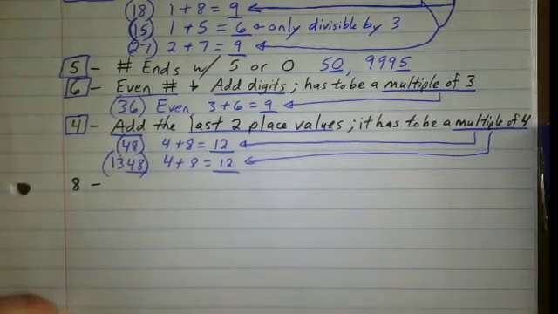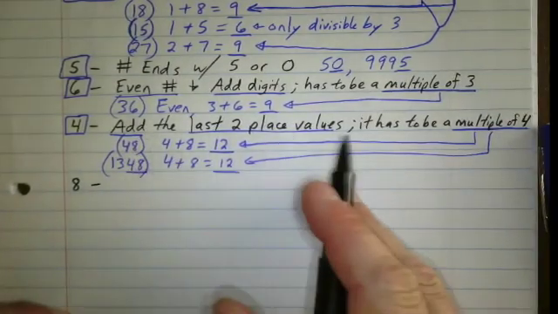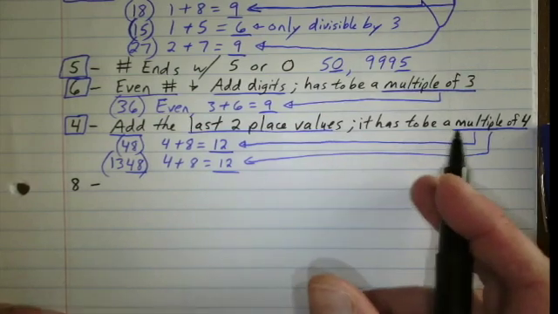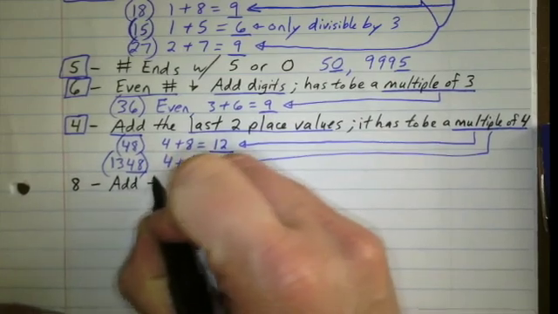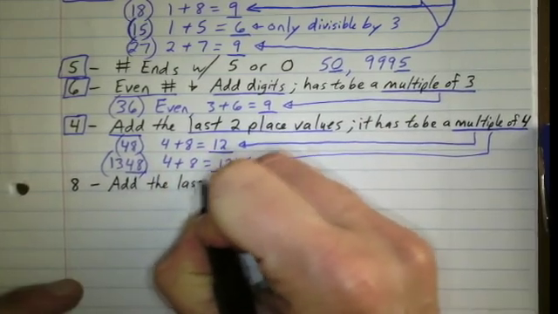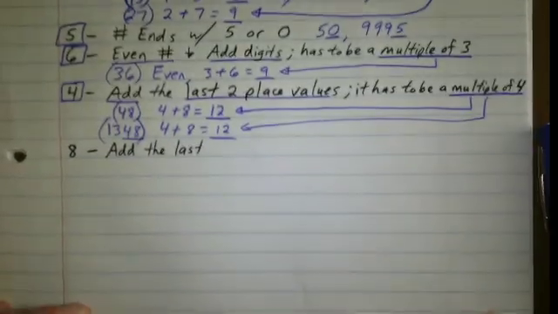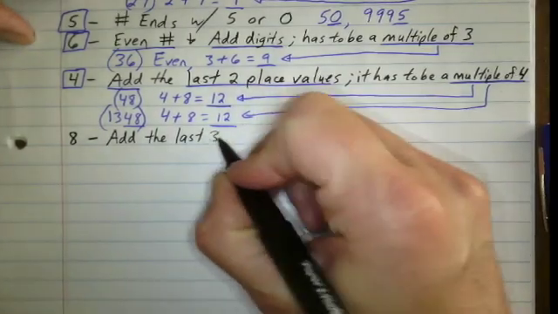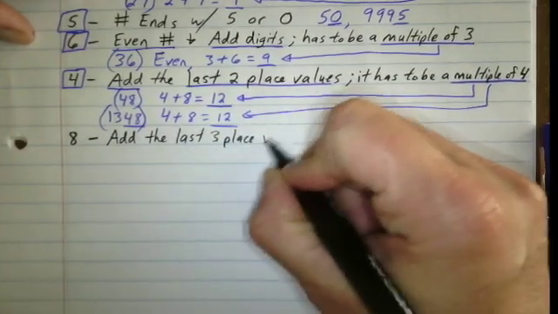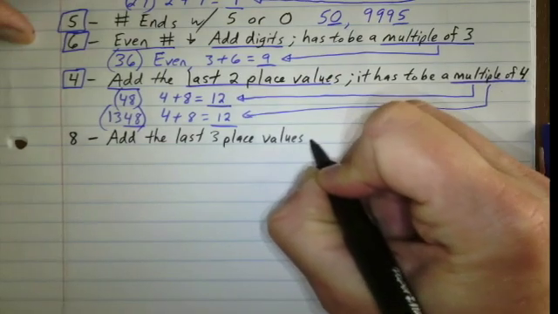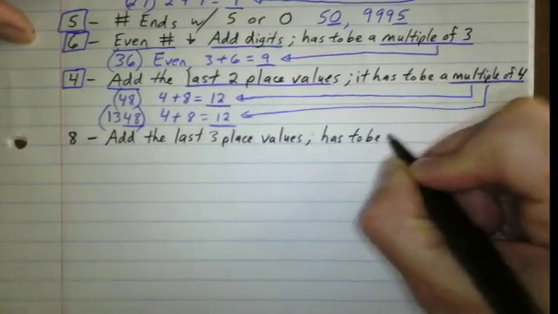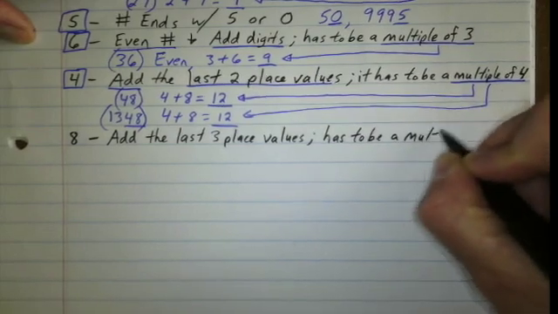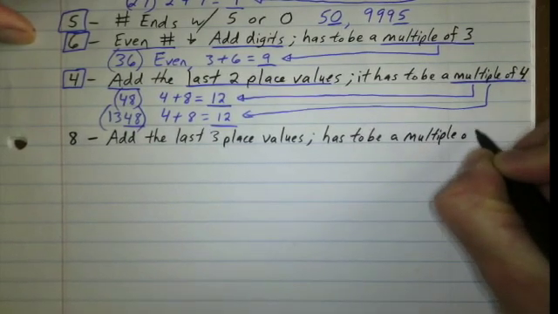And 8 is similar to 4, but you're going to add the last 3 place values. And then it has to be a multiple of 8 instead of a 4. So you're going to add the last 3 place values, semicolon, and has to be a multiple of 8.